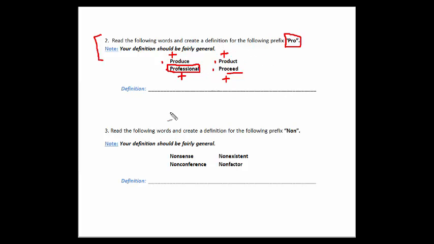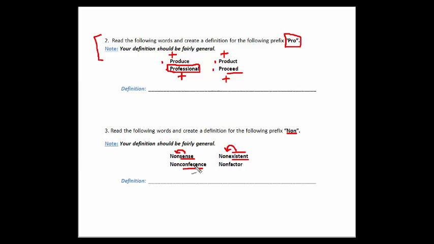Let's take a look at number 3. Read the following words and create a fairly loose definition for the prefix non. Your definition is fairly general here. Nonsense. The root word is sense. Non makes it opposite. It's going to flip from making sense to nonsense. It doesn't make sense. So here you see non is going to flip directions and make it go the other direction. Existence means it's around. Non-existent means it's not around. Flipping directions once again, being opposite.